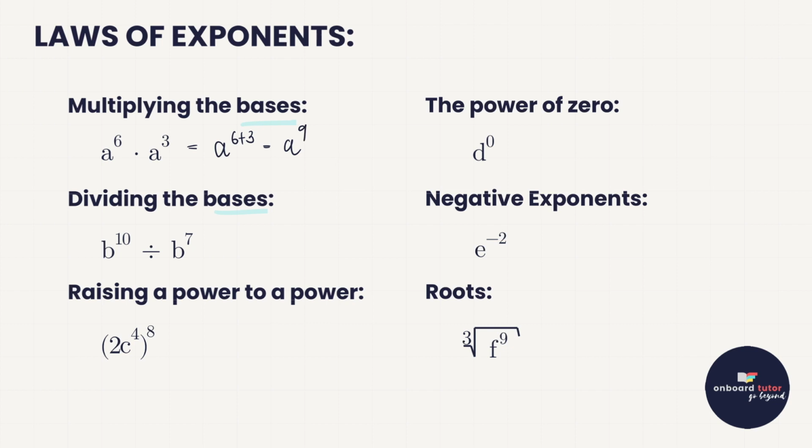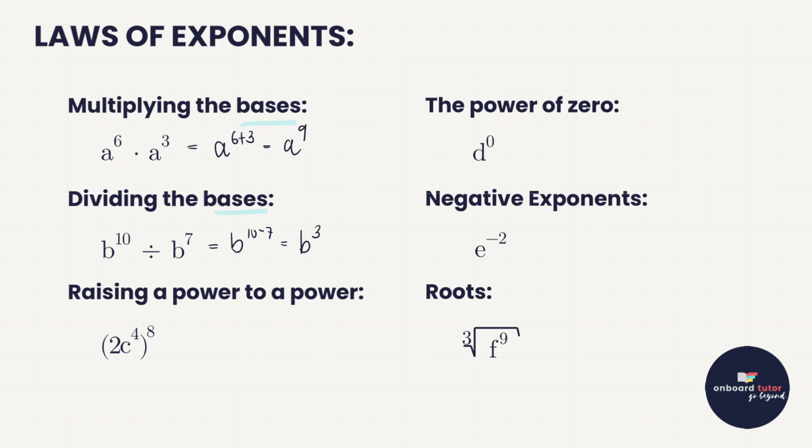Next, when we divide the bases, and this could also be written as a fraction form, it doesn't have to be that division sign, then we subtract. So we've got b to the power of 10 minus 7, which is b to the power of 3.